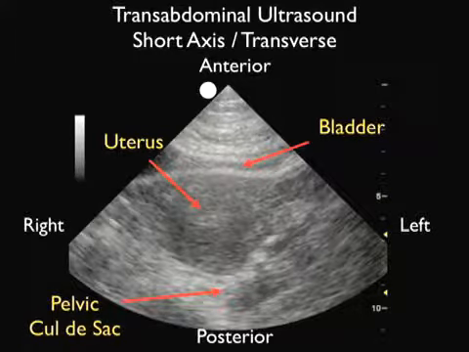We see the bladder, the darker anechoic fluid collection, anterior to the uterus, which we see located directly posterior to the bladder. We can see the white area of the endometrial stripe in the interior of the uterus, and just posterior to the uterus we can see that potential space, the pelvic cul-de-sac.